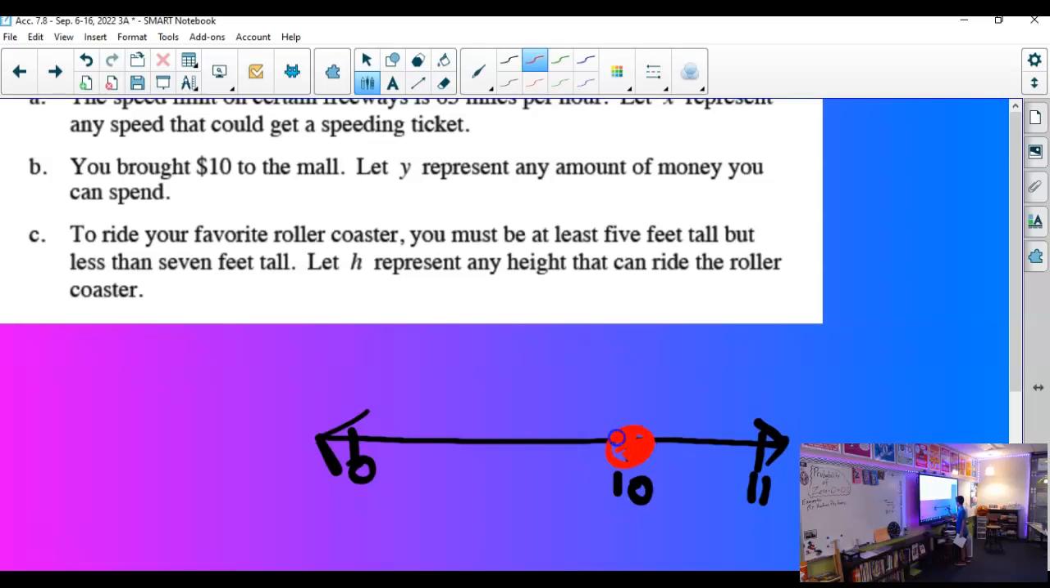So Colin is shading in the money we can spend. So, can you spend $10? Yes. Can you spend $5? Yes. Could you spend -$1?